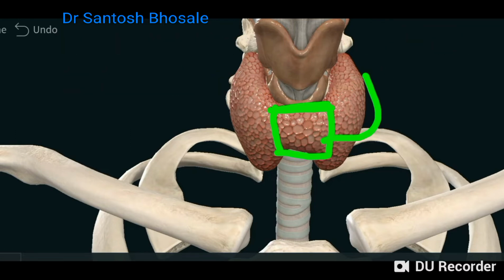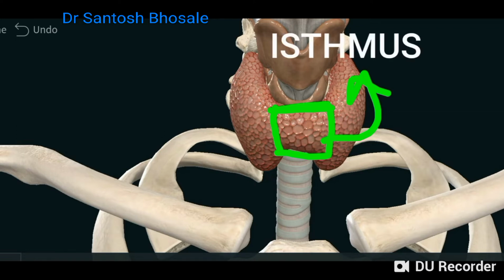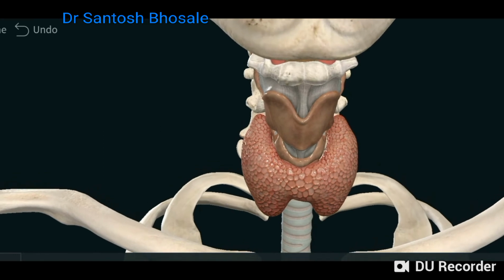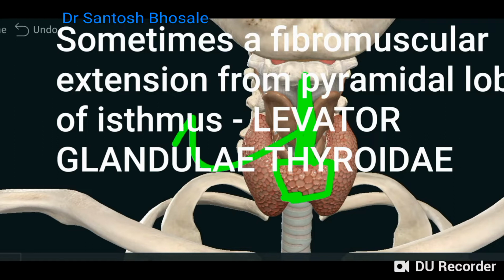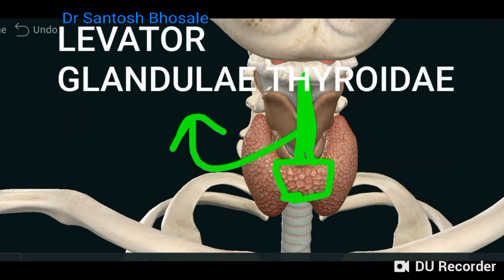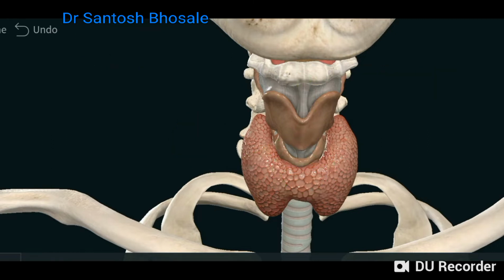having a measurement of 1.25 cm in length and breadth, and it presents a superior border and inferior border, anterior surface and posterior surface. You can see there. Sometimes a pyramidal lobe extends from the isthmus and gives attachment to a fibromuscular ribbon called the levator glandulae thyroideae. It will go above and attach to the hyoid bone.